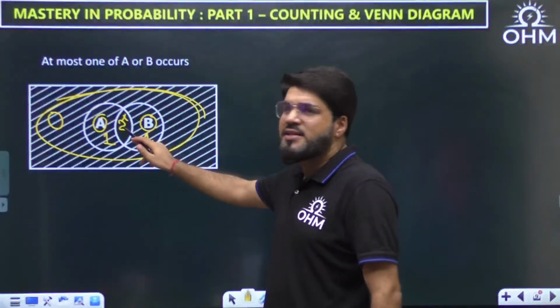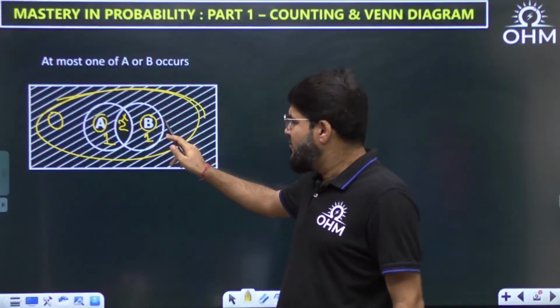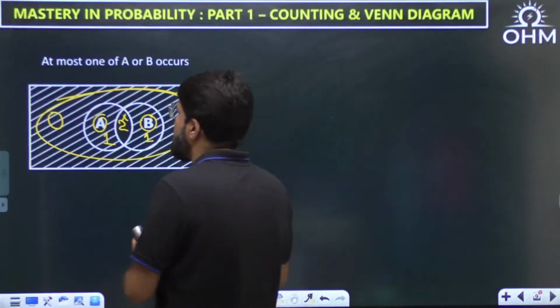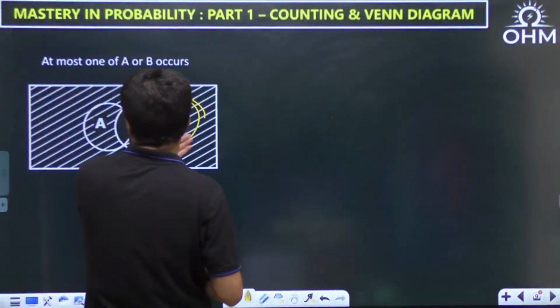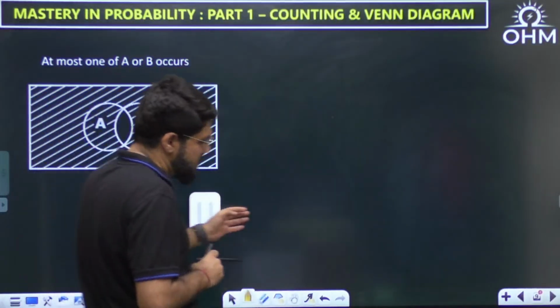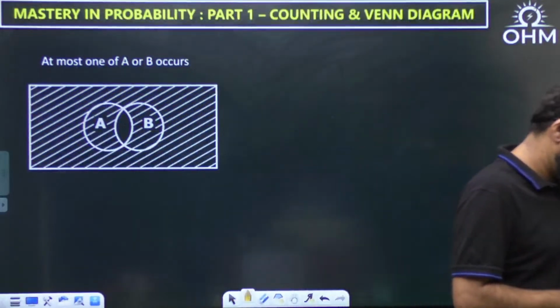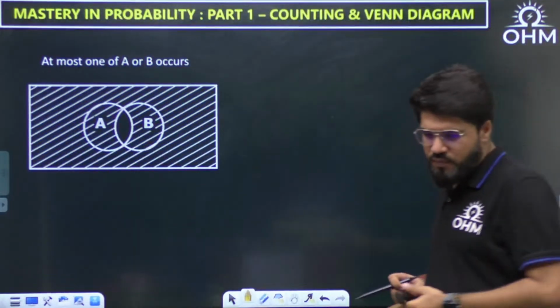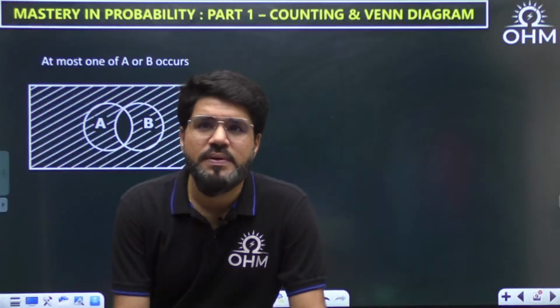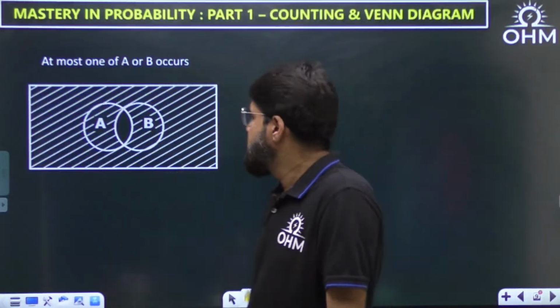Okay, so I have to exclude this. Rest all, 1 event can be there, 0 event can be there. 2 has to be discarded. This 2 has to be discarded. Done.